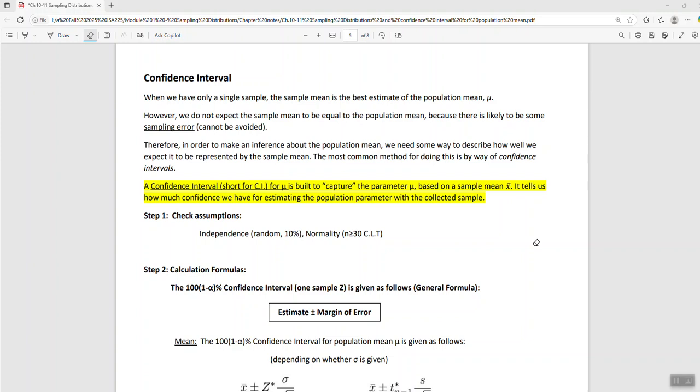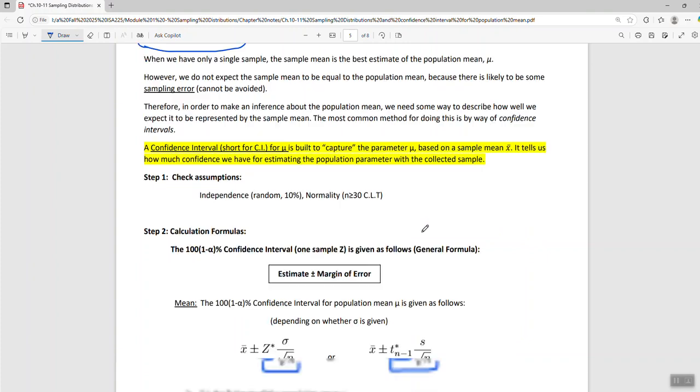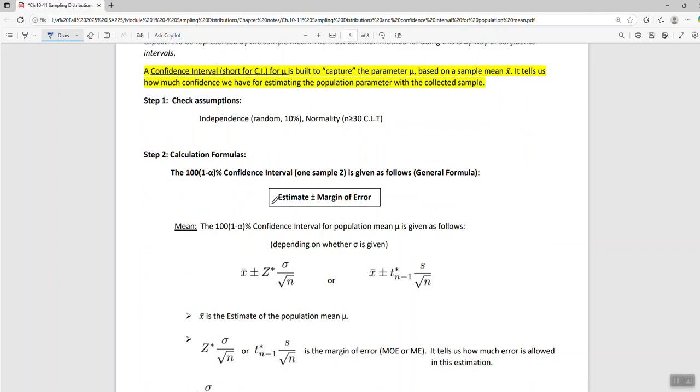Alright, so this video is to talk about the steps we use to find the critical values. So first, what are the critical values? They are only used in the confidence interval. Remember, when we talk about the confidence interval, the formula is the estimate plus or minus the margin of error.